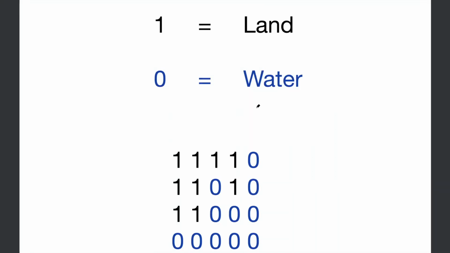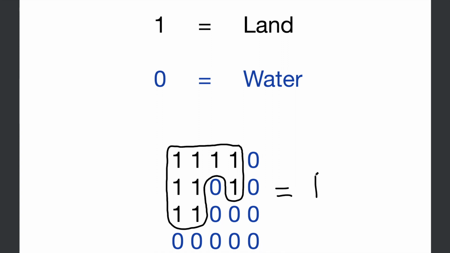Given a matrix of ones and zeros, all ones form land and zeros form water. Additionally, two pieces of land are connected if they are adjacent in one of the four cardinal directions: up, down, left, and right. We have to find the total number of islands present.